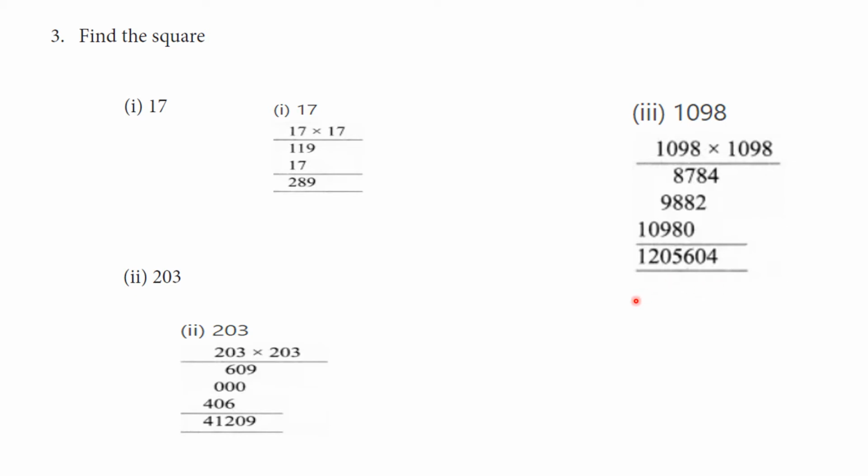Next, like that you do 203 into 203 also. First 3 with the 203. Next you put 0. After that 2 into 203, 406. You get 41,209.